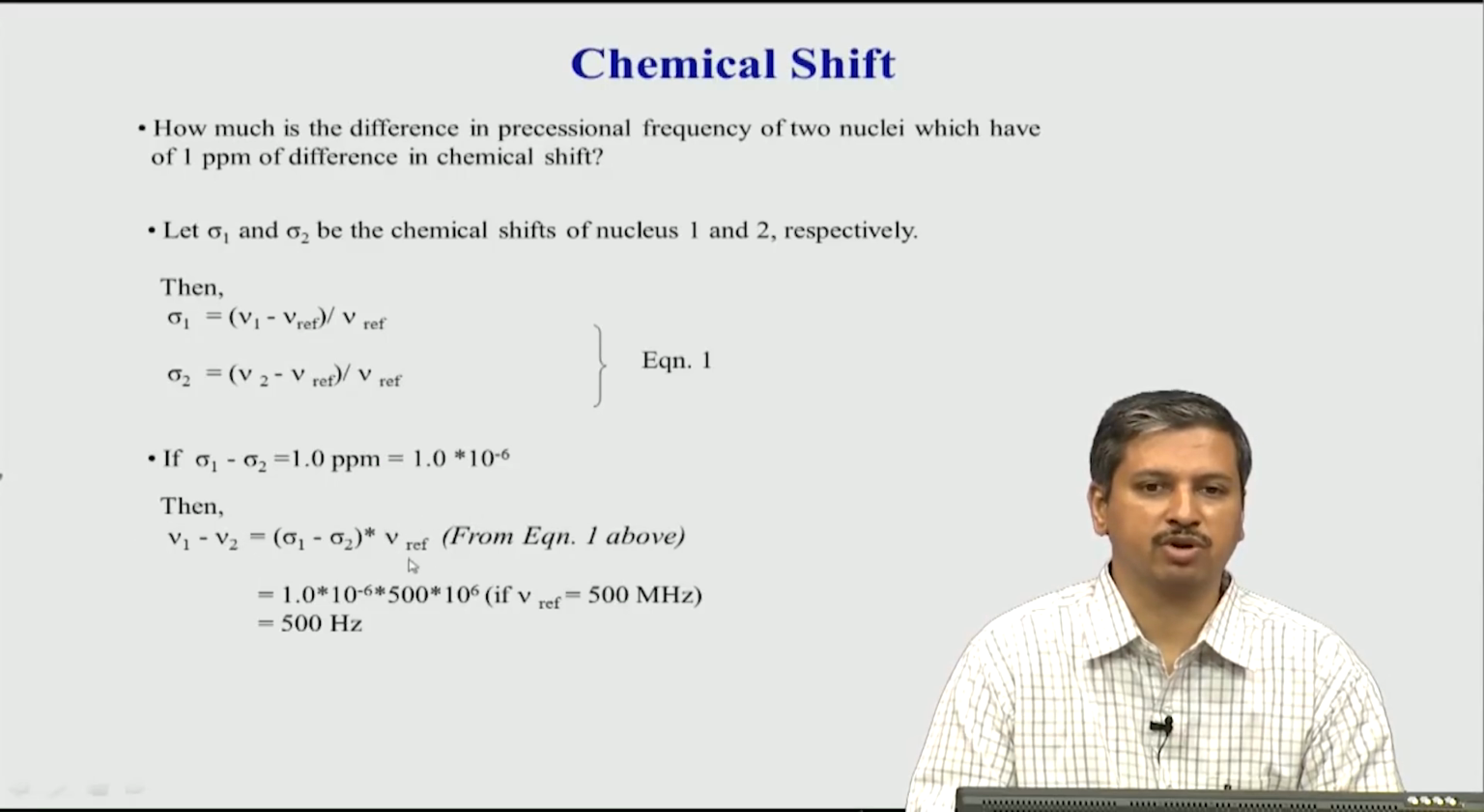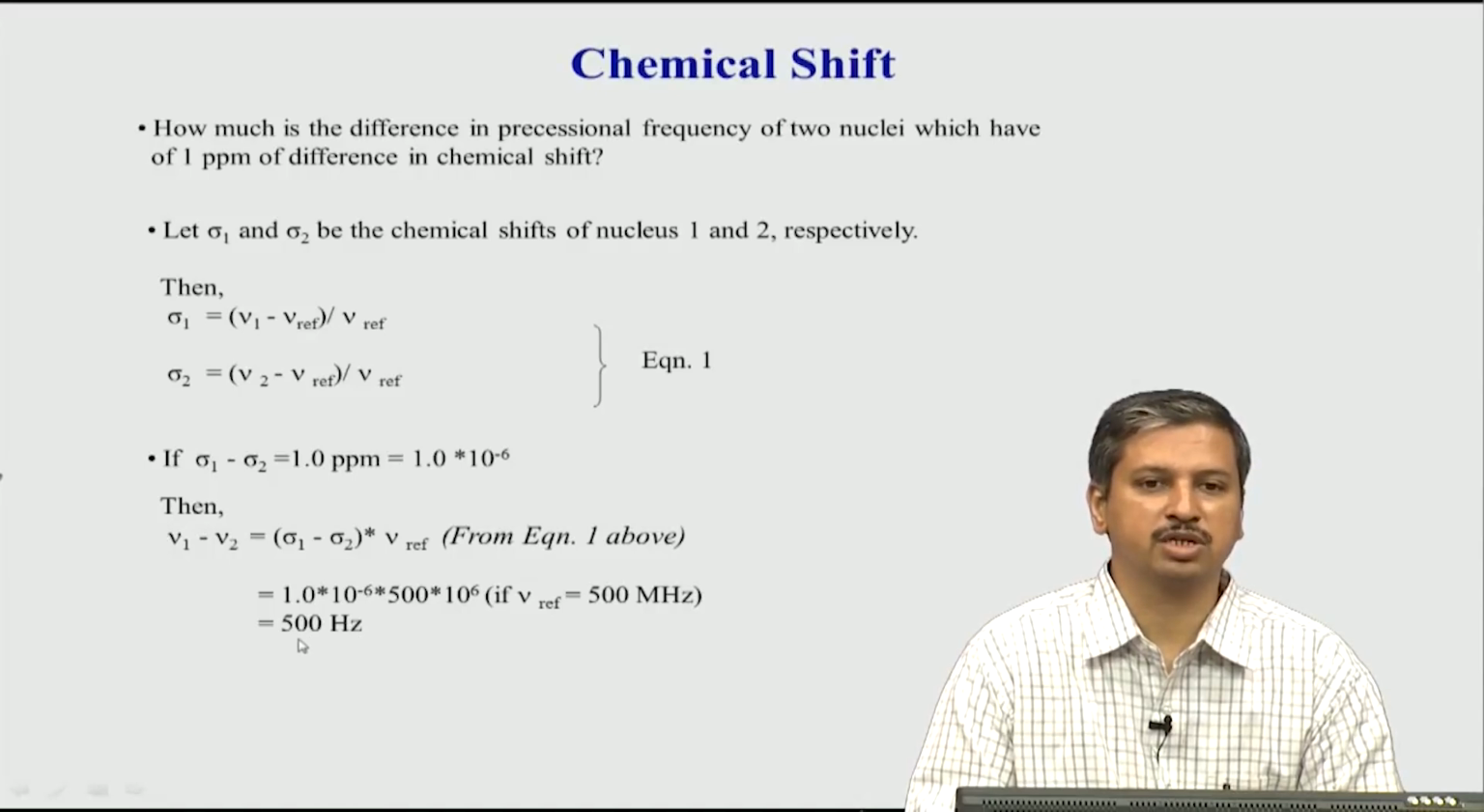Let us say we are doing it at 500 megahertz, and 500 megahertz is 500 into 10 to the power 6, and this is multiplied by 1 ppm, 1 into 10 to the power minus 6. When you multiply, you finally get only 500 hertz. So, suppose I have a 500 megahertz spectrometer in my laboratory, and I record a spectrum and I get two peaks which are separated by 1 ppm, then the separation between those two peaks on the hertz scale is 500 hertz.